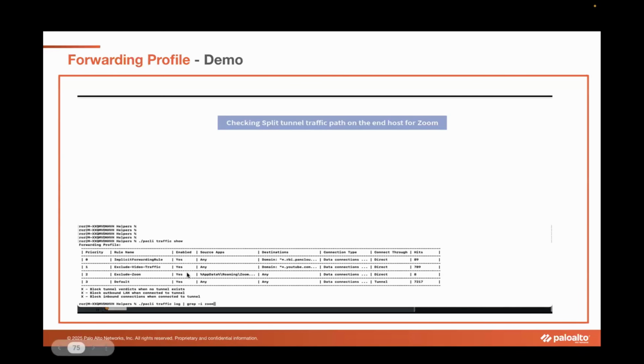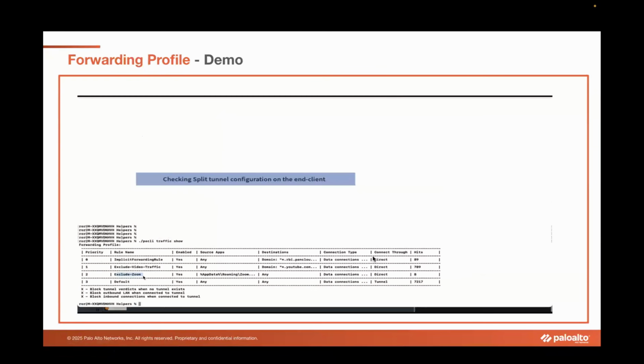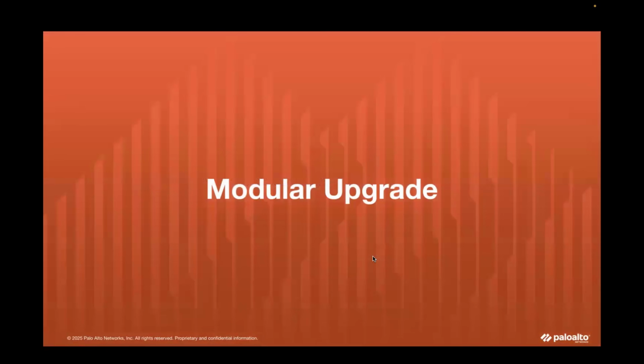Again, from the show command that is here, you can see what has been configured is exactly what you see on the agent, right? Zoom is taking direct interface. Again, here, I'm grepping by Zoom, and all of the data and DNS traffic for Zoom is going via the direct interface. So this makes it easier for us to debug things with the forwarding profile as well.